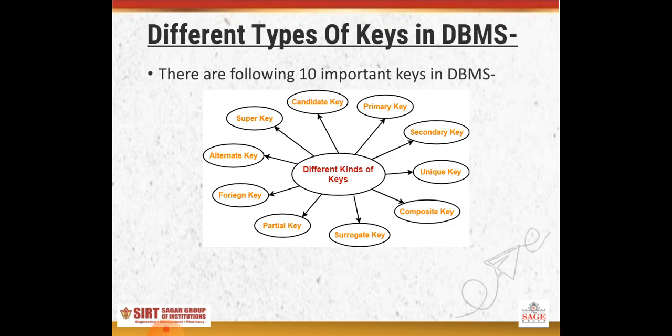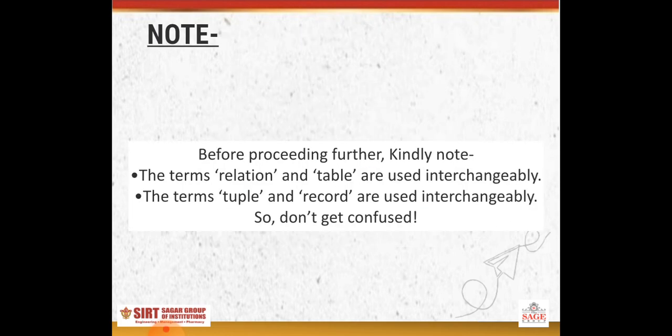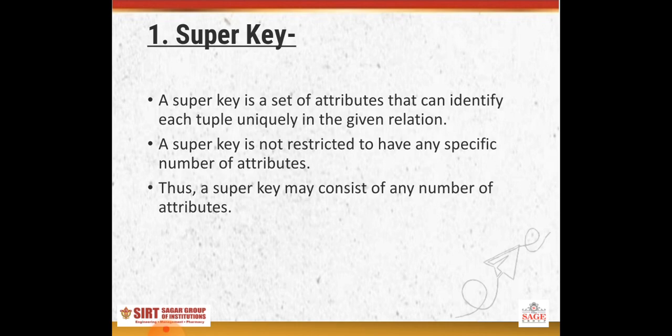There are different types of keys present in DBMS. These are the following 10 important keys which are commonly used in DBMS: super key, candidate key, primary key, secondary key, unique key, composite key, surrogate key, partial key, foreign key. Before proceeding further, kindly note the terms relation and table in a relational database are used interchangeably, and tuple and record are also used interchangeably. So don't get confused by that.